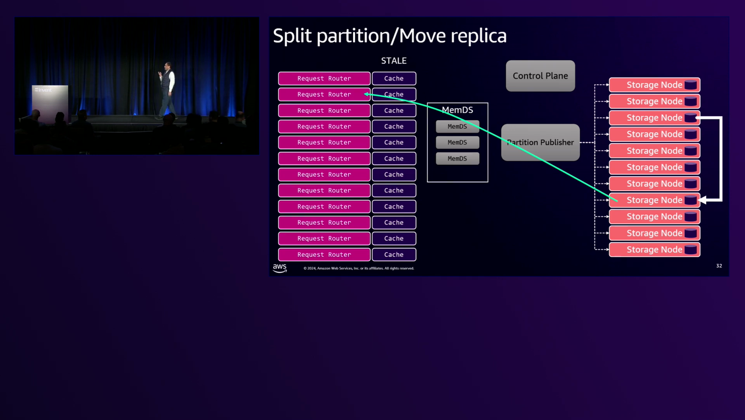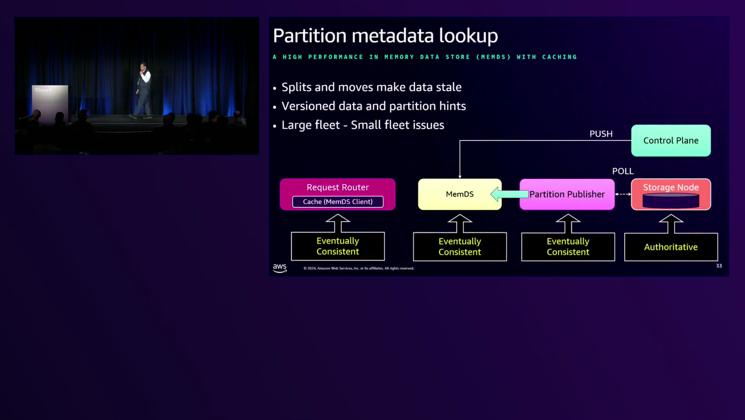Now this request router goes and tells MemDS, you probably want to go get version 21. The MemDS will tell the partition publisher, which will go get the data. This eventually consistent data set will get updated. Okay. So the way this all hangs together is something like this.